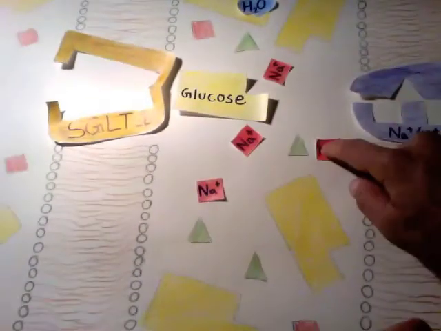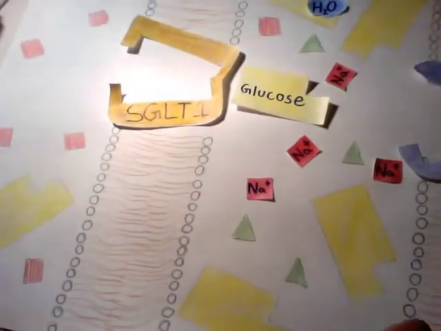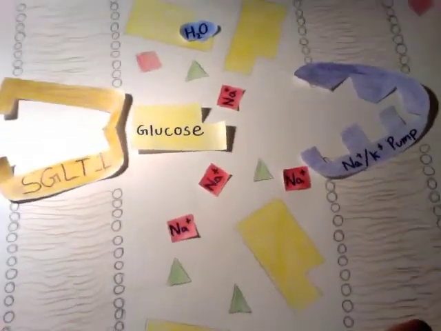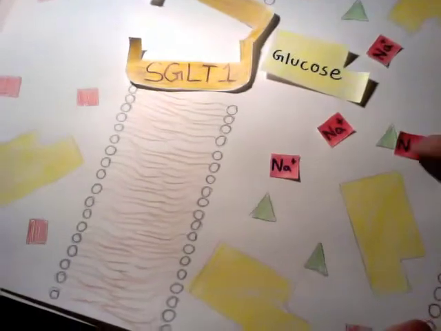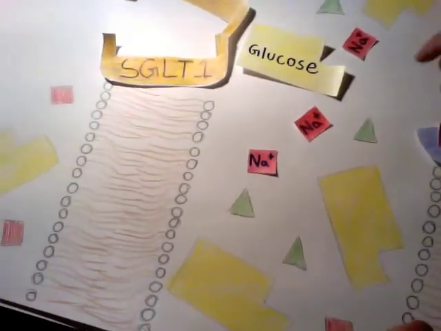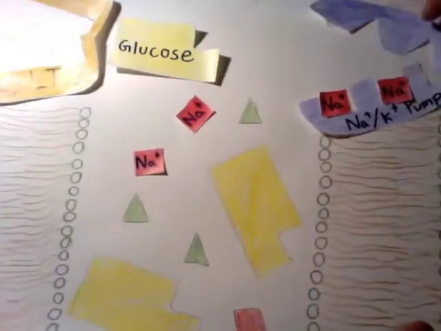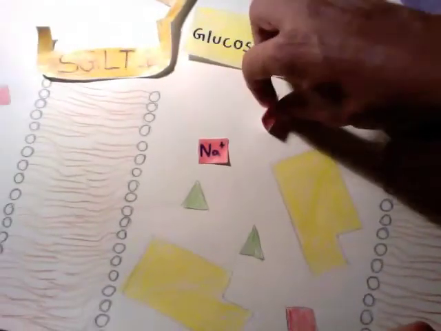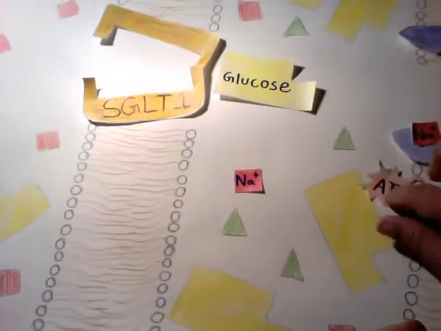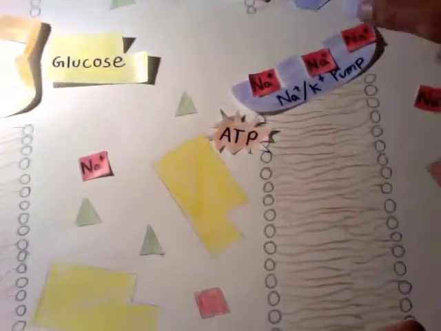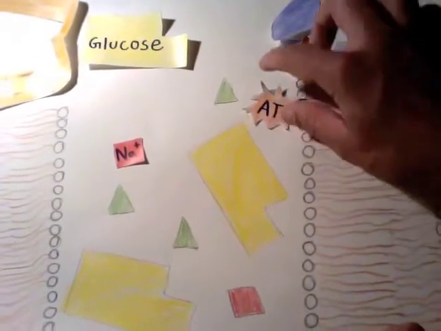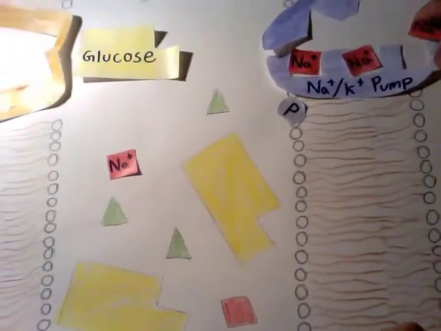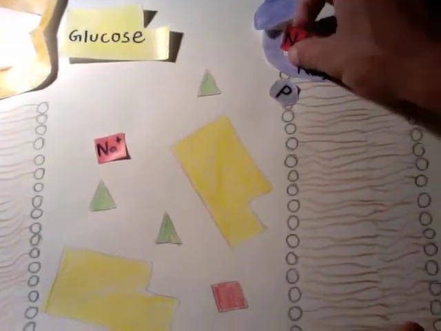In the epithelial cell, the sodium concentration is regulated by the sodium-potassium pump. The sodium-potassium pump has a high affinity for sodium. With ATP, the sodium-potassium pump changes form, releasing sodium into the extracellular fluid.